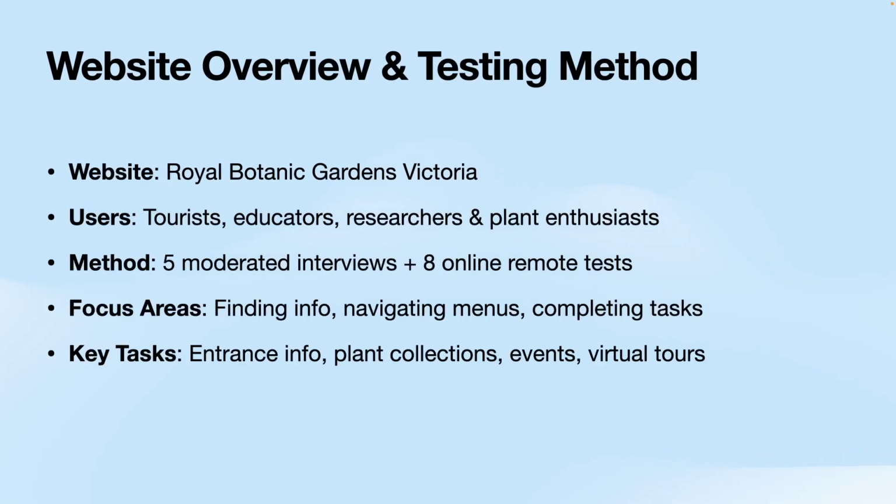So we evaluated the Royal Botanic Gardens Victoria website, which serves tourists, educators, researchers, and plant enthusiasts. Our testing method included 5 moderated interviews and 8 remote tests. We focused on how users find information, navigate menus, and complete tasks like finding entrance info, plant collections, events, and virtual tours.